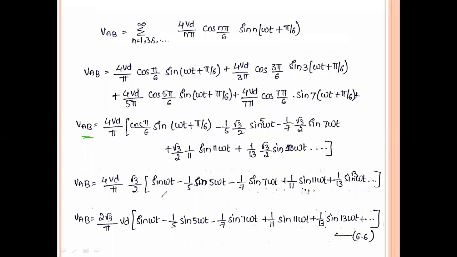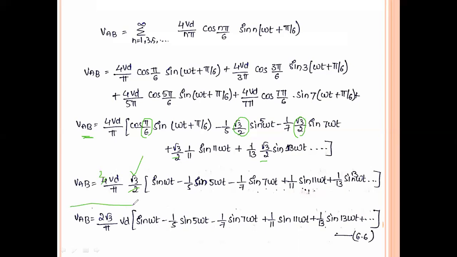This equation is again simplified because in each and every term we have root 3 by 2. See here root 3 by 2, here root 3 by 2. Here also cos pi by 6. Cos pi by 6 is cos 30 degrees. Cos 30 degrees is also root 3 by 2. Means this is also root 3 by 2 value. Here we will have root 3 by 2. Here also we have root 3 by 2. So each and every time we got root 3 by 2. Again take root 3 by 2 as common. And this 2 and this 4 will be cancelled out.